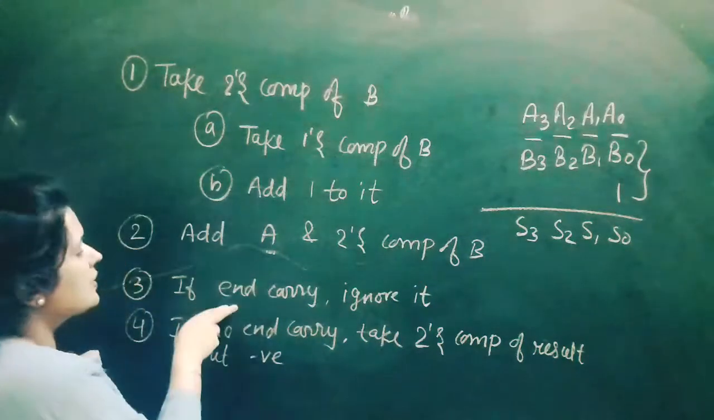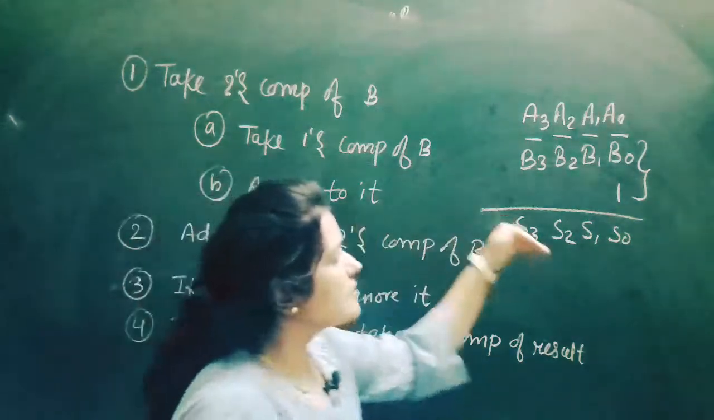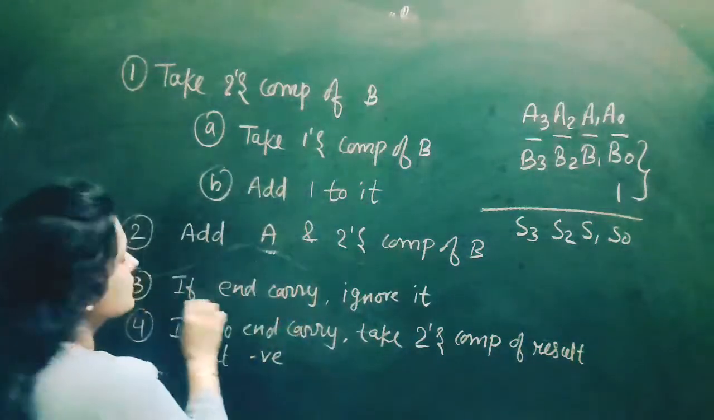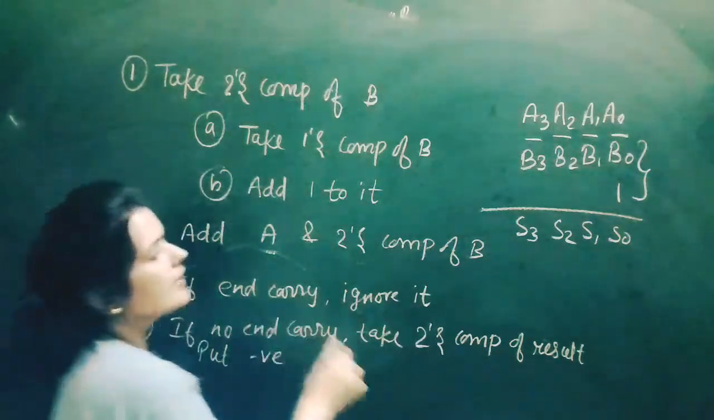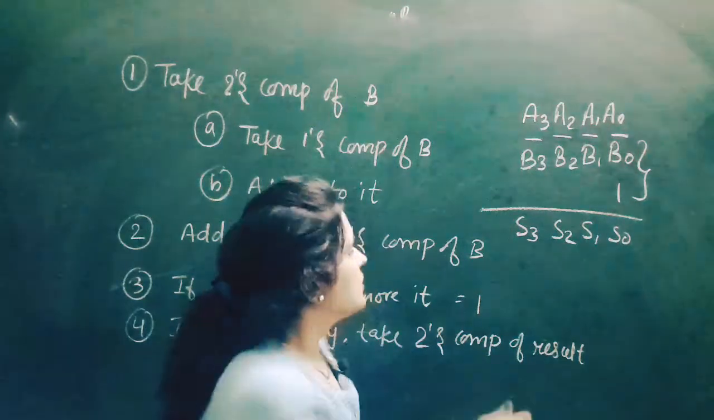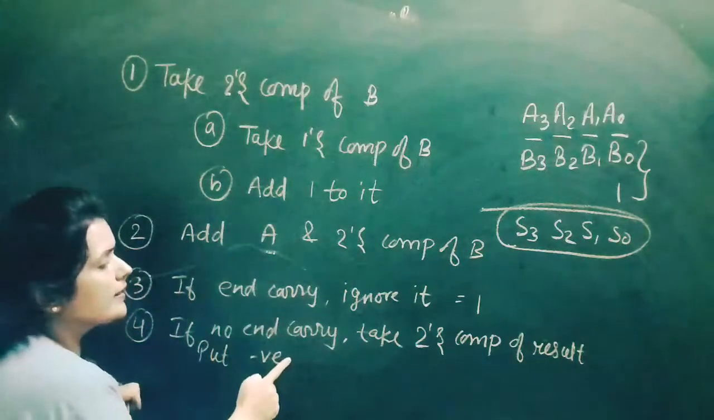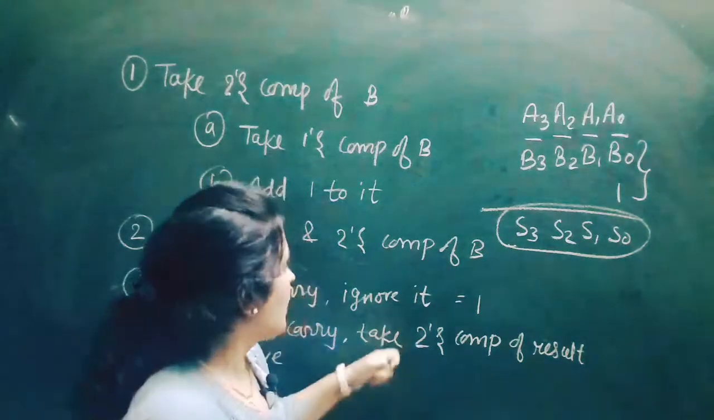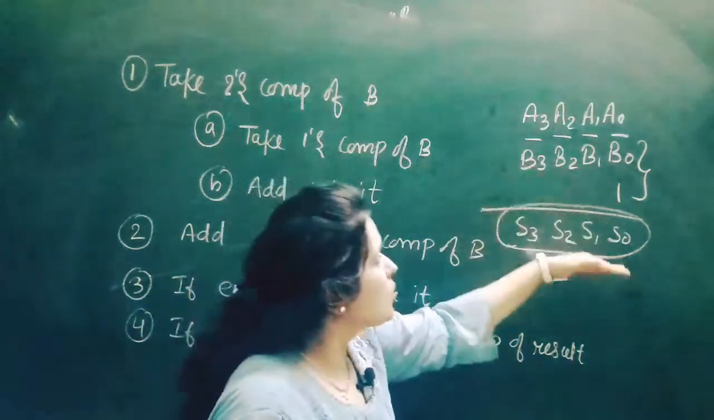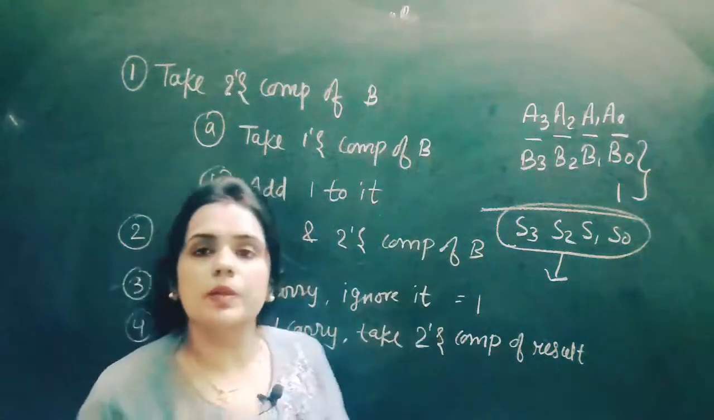Now what is the next step? If an end carry is obtained, just ignore it. After the sum, the carry can be 0 or 1. This step says that if there is an end carry, that is if Cout is equal to 1, that means there is a carry. Just ignore it and this is the final result. But if there is no end carry, it indicates that the result is negative. So again take the 2's complement of the result. If there is no end carry, we again have to take the 2's complement of this, and that will be our final result. So this is the 2's complement subtraction method.